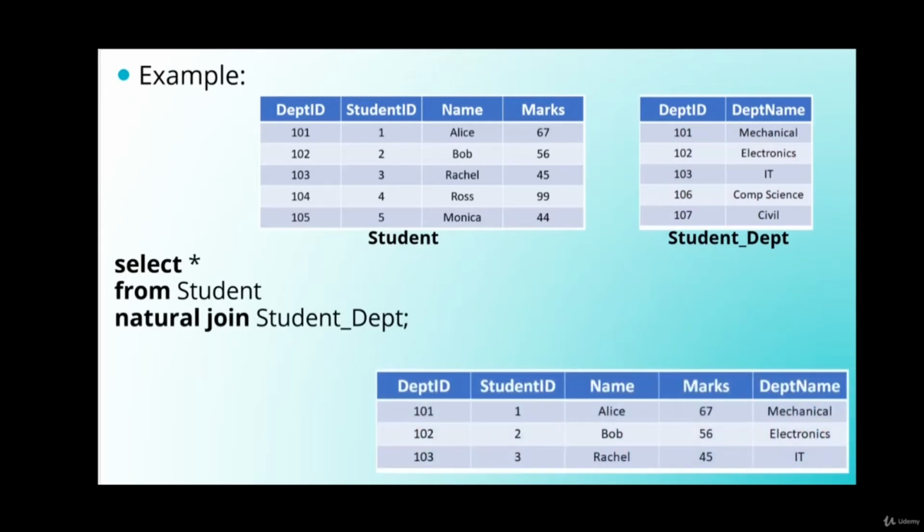As you can see, the two tables are merged, that is Alice belongs to department 101 and 101 corresponds to mechanical department. So Alice belongs to mechanical department. Using similar logic, the other rows will also be merged based on the matching values of department ID. In this case, Ross and Monica have department ID 104 and 105, which don't have any value of department name in the student department table. So the details of Ross and Monica will not be mentioned in the output table.